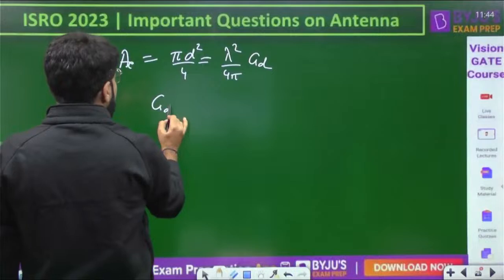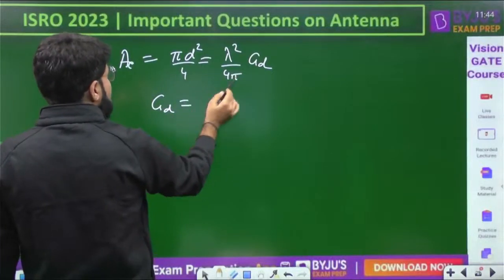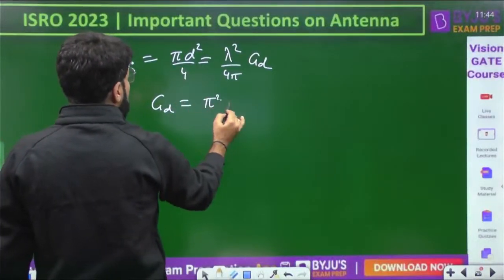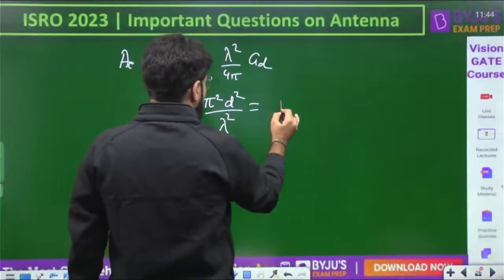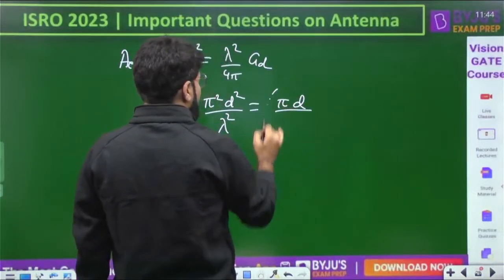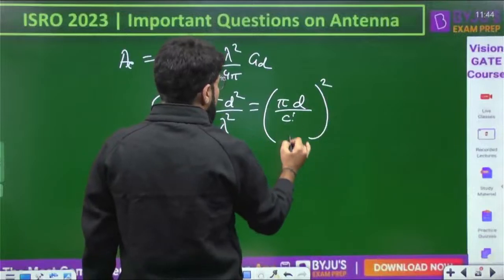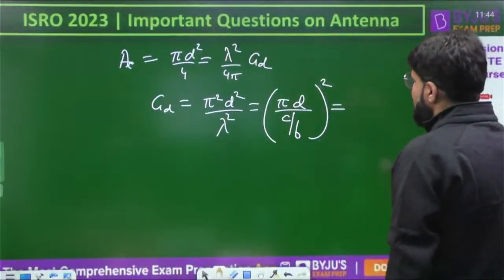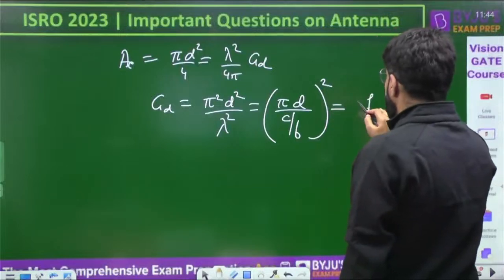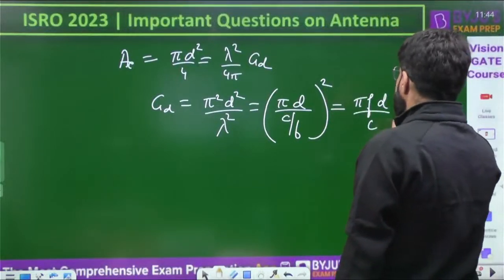I should be getting the value for GD first of all. The 4 is cancelled, but pi on the left side, pi square d square upon lambda square. That is, pi d upon lambda whole square. But what is lambda? Lambda is not given, frequency is given. So C by F is written. So pi F D upon C whole square.